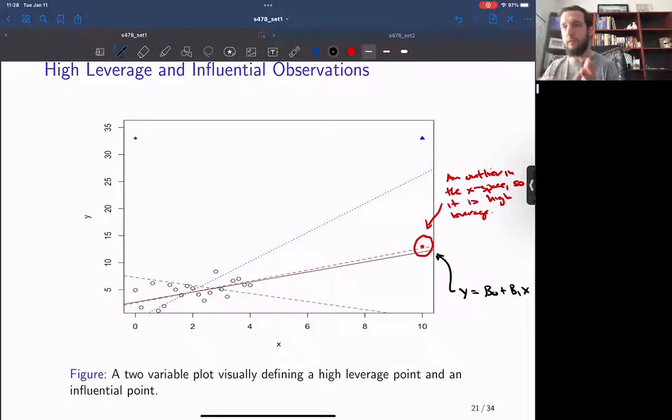So it's high leverage. It's far from the bulk or the centroid of the explanatory set, but it's not influential. The reason that it's not influential is because you can see that the red dashed line and the black fitted line are not drastically different from one another. Obviously, this analysis is somewhat subjective, and we'll look at formal guidelines that we can follow to determine if a point is influential or high leverage. But in terms of visual definition, this is what we would expect to see if we have a high leverage outlying point that is not influential.